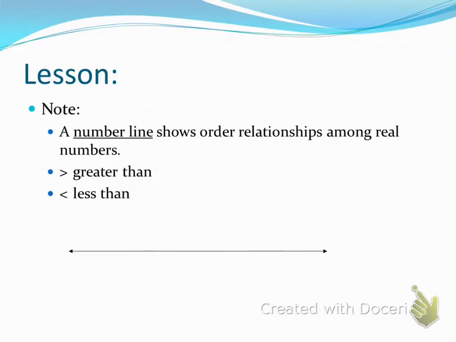A number line shows order relationships among real numbers. Like we just went over, this first inequality symbol is greater than, the second one is less than. One way that might help to remember it is that the less than symbol, the arrow is pointing left. Or if we were to open this symbol up, we could kind of make an L out of it.